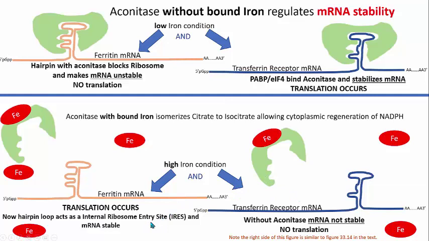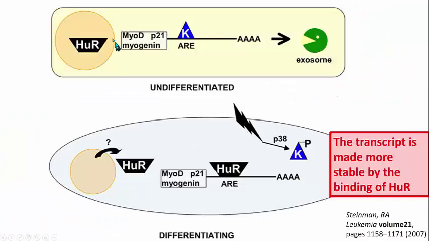Remember, this is all about mRNA stability. This whole slide is just showing you a method for mRNA stability. In this particular case, this is the human antigen R binding protein. It has a specific binding site that is an adenine-rich element. That adenine-rich element also binds a protein called K.